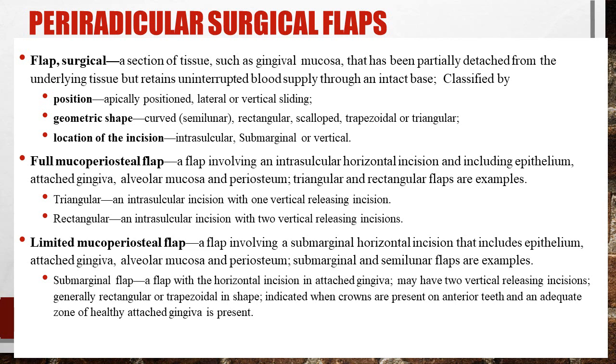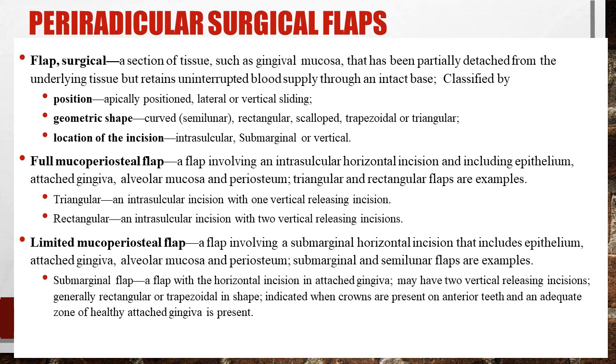Okay, so depending upon the position, you have different types of flaps. This, I'm sure, would have been covered in your department of periodontics as well. So you have your apically positioned flap, your lateral or vertical sliding flap. Then, based on the shape, you can have your semilunar flap, the rectangular flap, the trapezoidal flap. In the department of endodontics, we generally go in for a trapezoidal kind of flap. The reason will be disclosed in the later slides.